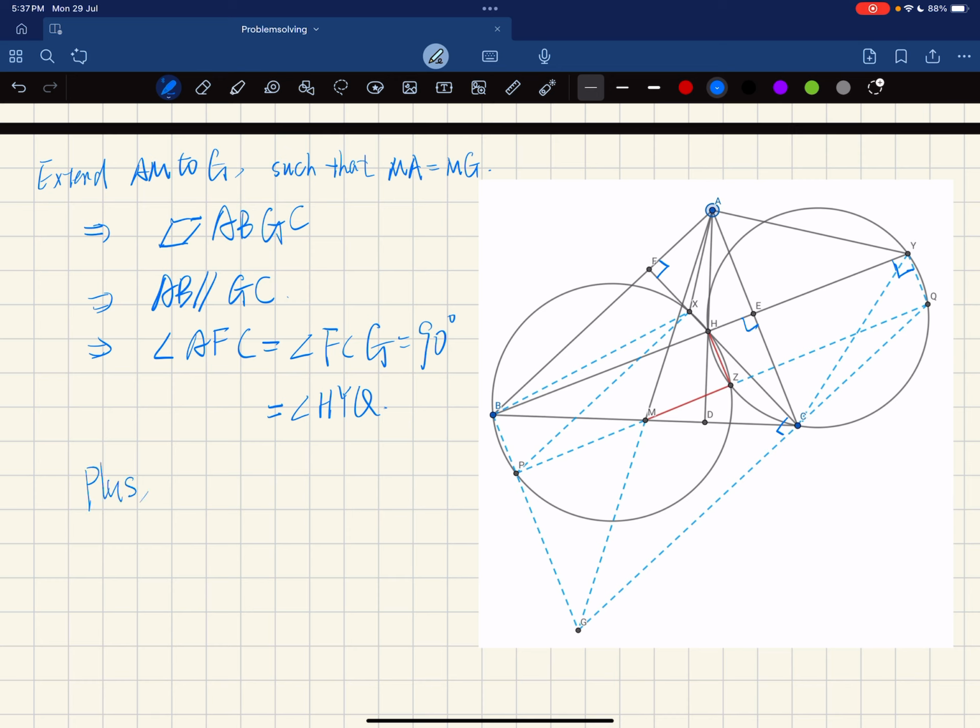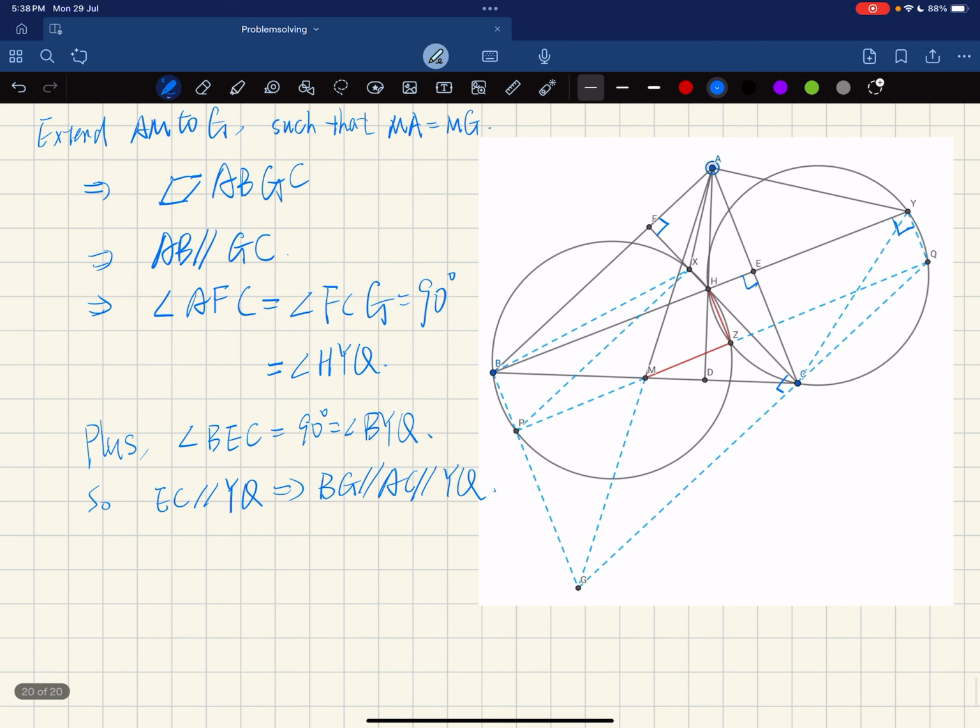Plus angle BEC equals 90 degrees equals angle BYQ, which is HYQ, just BYQ. So EC is parallel to YQ. So we can get BG parallel to AC and parallel to YQ. Is it? So what can we have then?